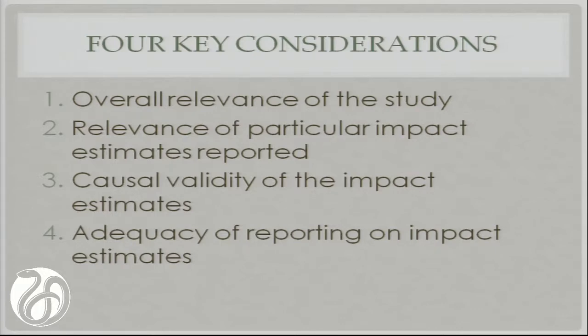The third, and a big one, is the causal validity of the impact estimates. There's a phrase in business, GIGO, garbage in, garbage out, and we want to have good stuff in and good stuff out. So we want to think about how good is good enough? How do we know? And the fourth has to do with the adequacy of reporting on impact estimates. These are all things that have been touched upon particularly by Hank and Steve, who have taken on the richest applications of these tools.